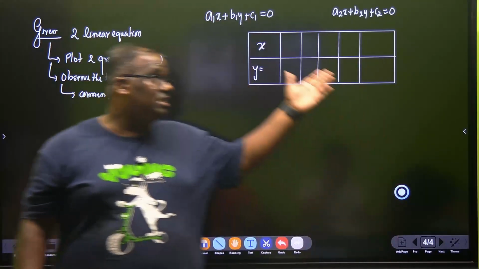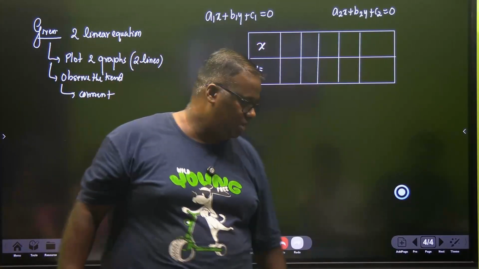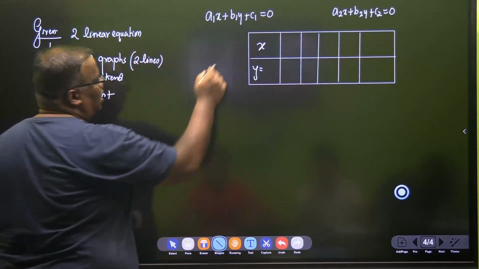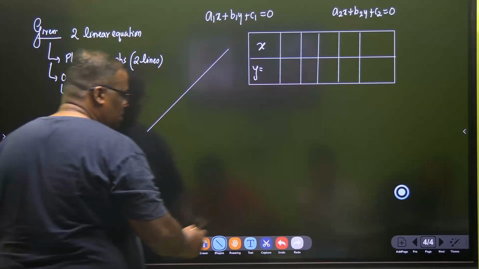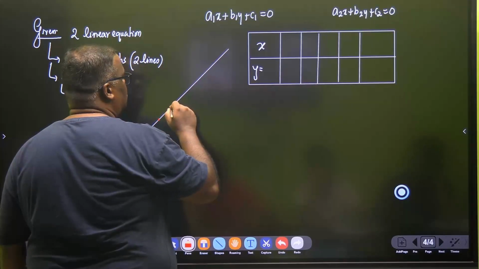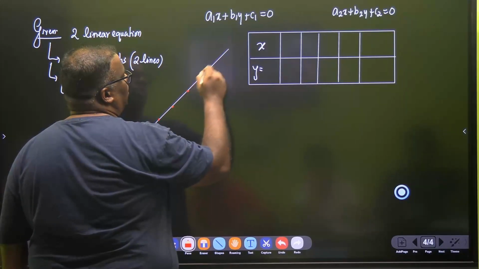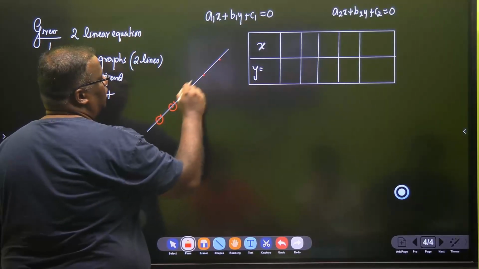But since this has to be a straight line, all the points must lie in a straight line, right? So your graph will be coming out something like this. Say your graph comes out like this. And the points that you get, say this is 1 point, this is 1 point, 1, 2, 3, 4, 5. These are the 5 points which you have got.